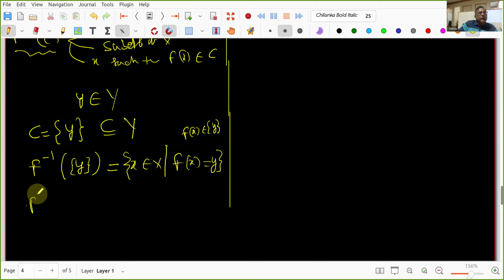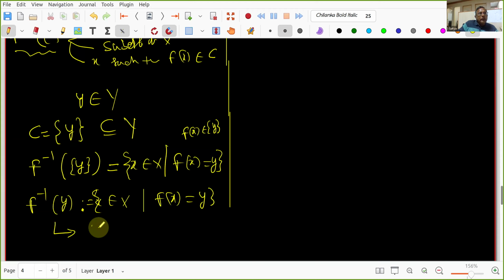But please remember that instead of writing the singleton, we will write y, as an abuse of notation. You can understand from that that it is actually a singleton. Why do we need an extra bracket, right? So that is the understanding. With that understanding, this is the set of all x belonging to X such that f of x equals y. This is the set of pre-images of y, the set of all pre-images of y.